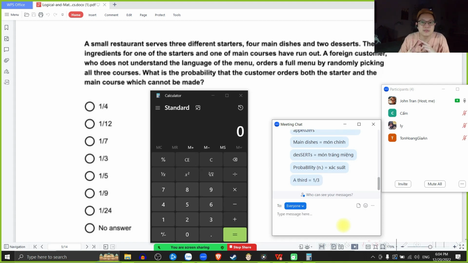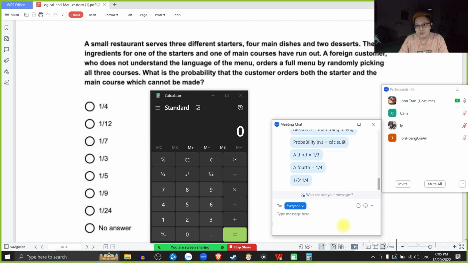But then, how about main dishes? One of the main courses has run out, but you have 4 of them. So the probability to choose the one that ran out is 1 out of 4, or a fourth. And then dessert, of course, there's no problem with making dessert, so we do not count that. Okay, so you have to choose both the starter and the main course which cannot be made. So you have to take a third times a fourth.